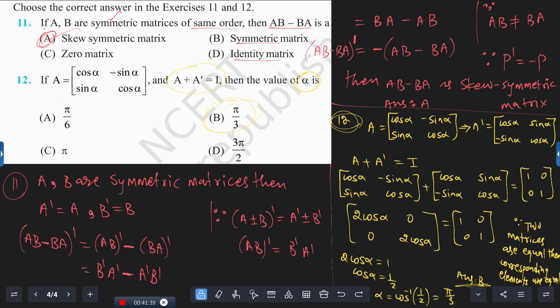Do it fast. Next, 3.4, we have only one sum that will complete. Write fast, children.